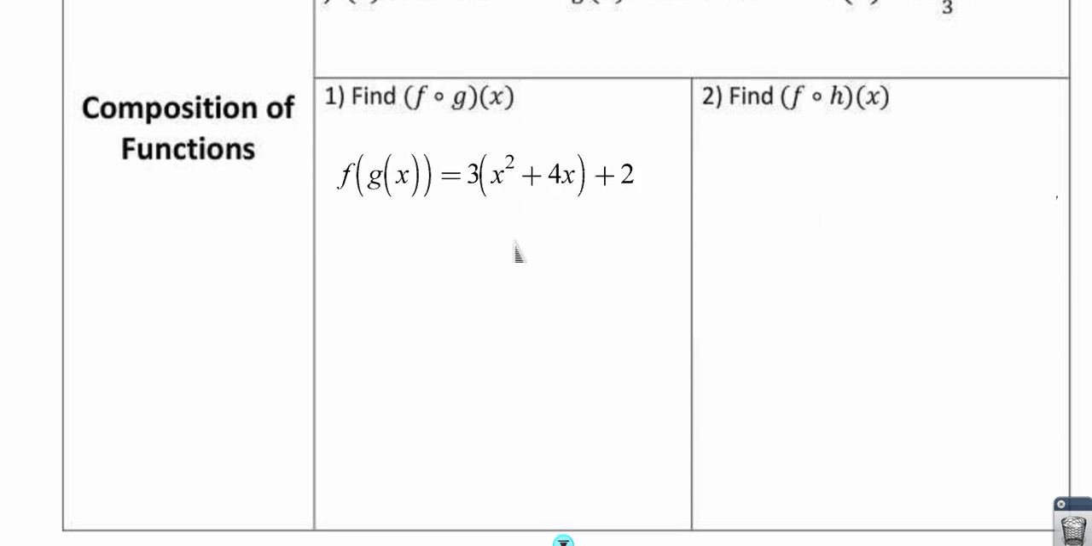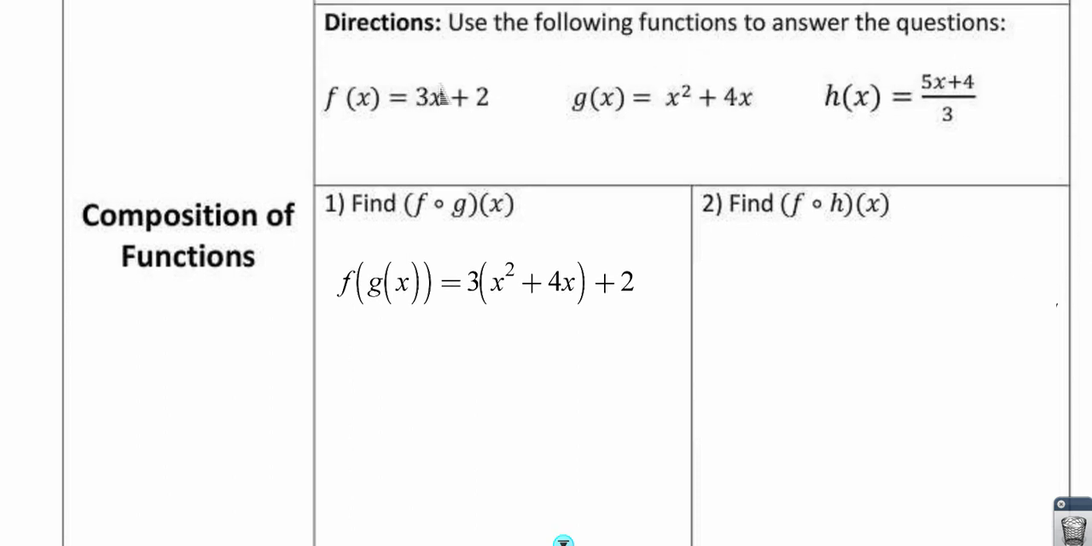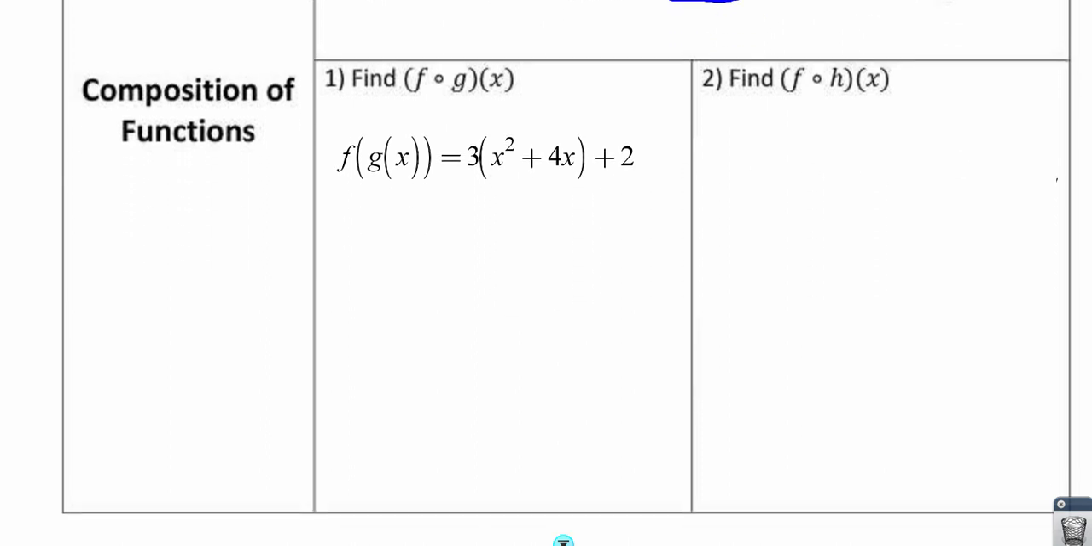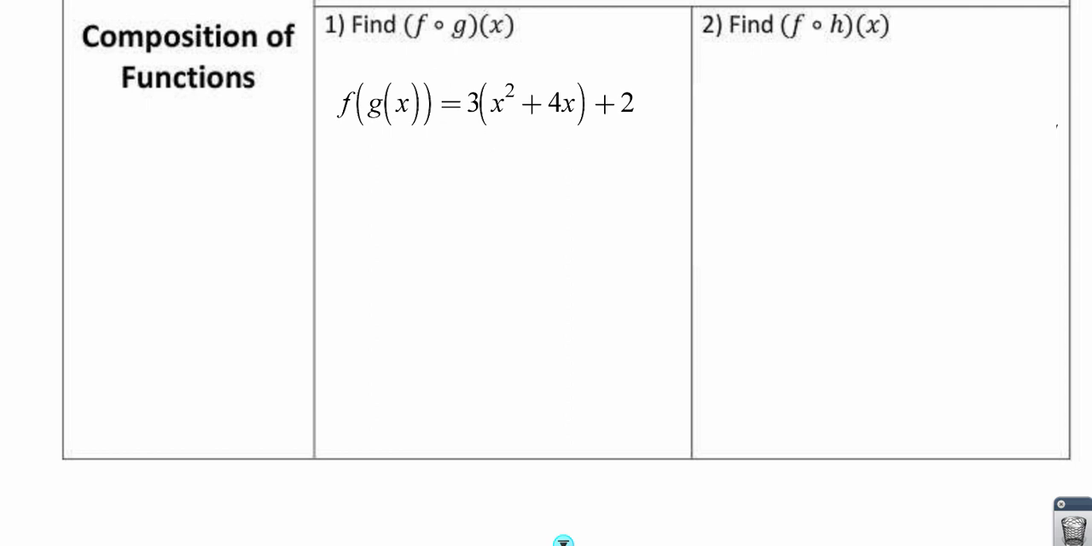To do that, we're going to take g of x and plug it in to f of x. So in f of x, anywhere we see an x, we're going to take our g of x, x squared plus 4x, and that's going to get plugged in instead of x. Here you can see f of x is 3x plus 2, and instead of x, I plugged in the function g of x, x squared plus 4x. Now we're just going to use order of operations and simplify this as much as we can.